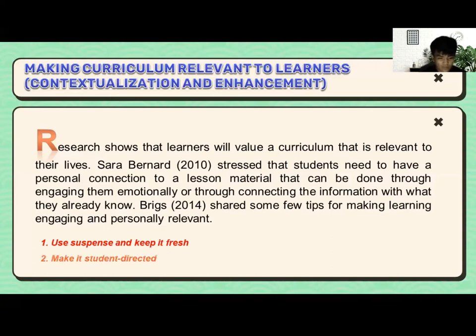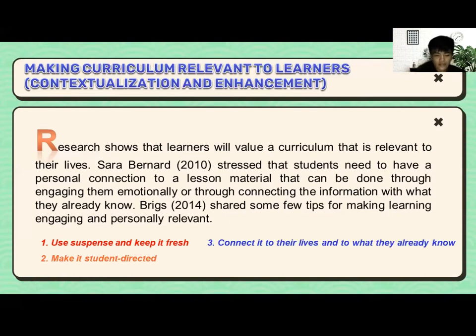The second one is make it student-centered or directed. Give students a choice of assignments on a particular topic or ask them to design one of their own. When students are involved in designing the lesson, they better understand the goal of the lesson and become more emotionally interested in and attached to the learning outcomes. It is very understandable that your lesson must be student-directed. You have to give them the choice to design one of their own, okay?